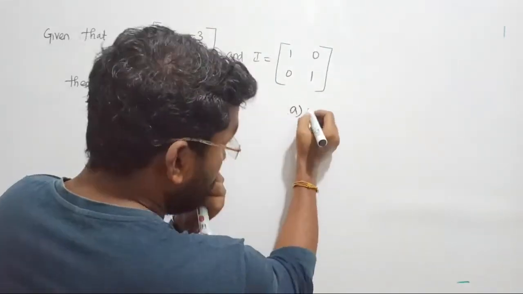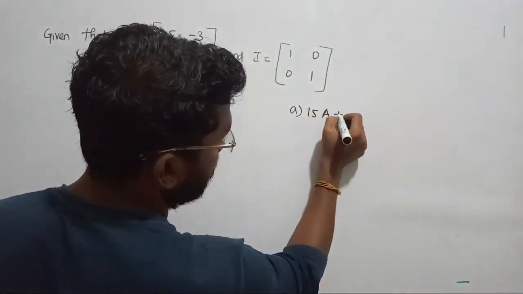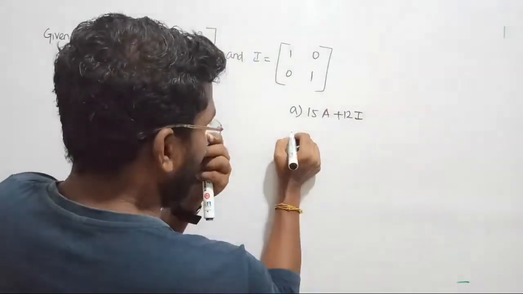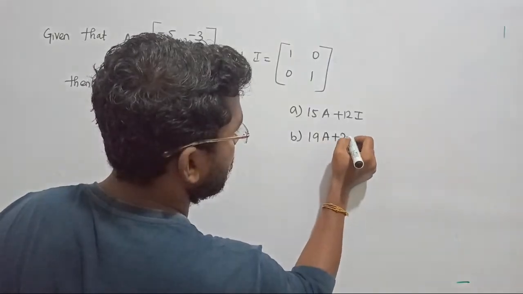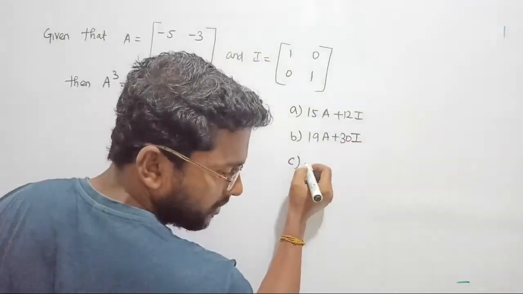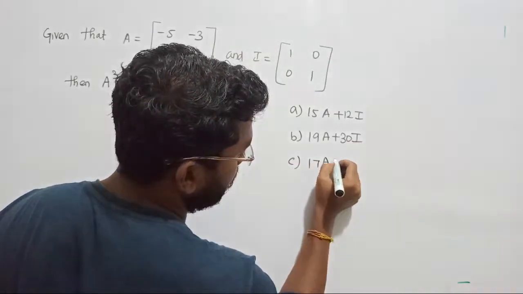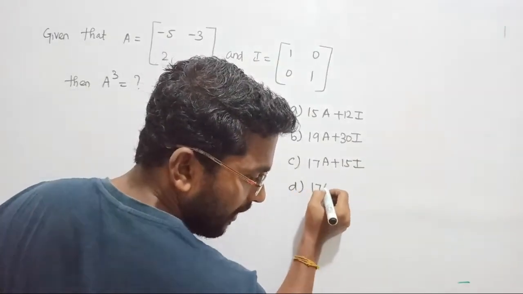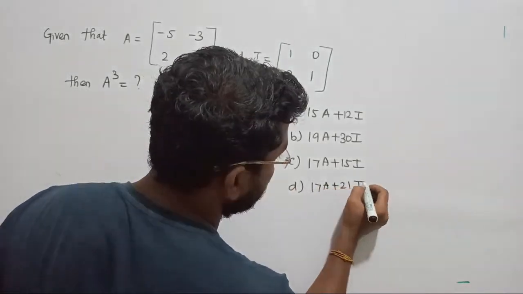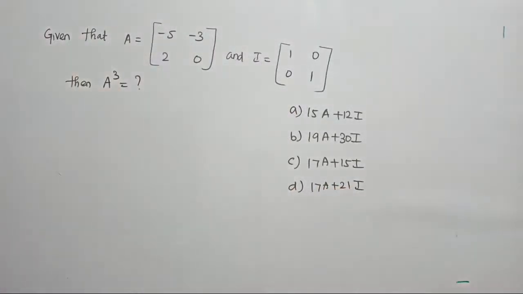Anyway, let me write down the options. Option A, they said 15 times A plus 12 times I. Option B, 19 times A plus 30 times I. Option C, 17 times A plus 15 times I. Option D, 17 times A plus 21 times I. Shall you find out the answer now?